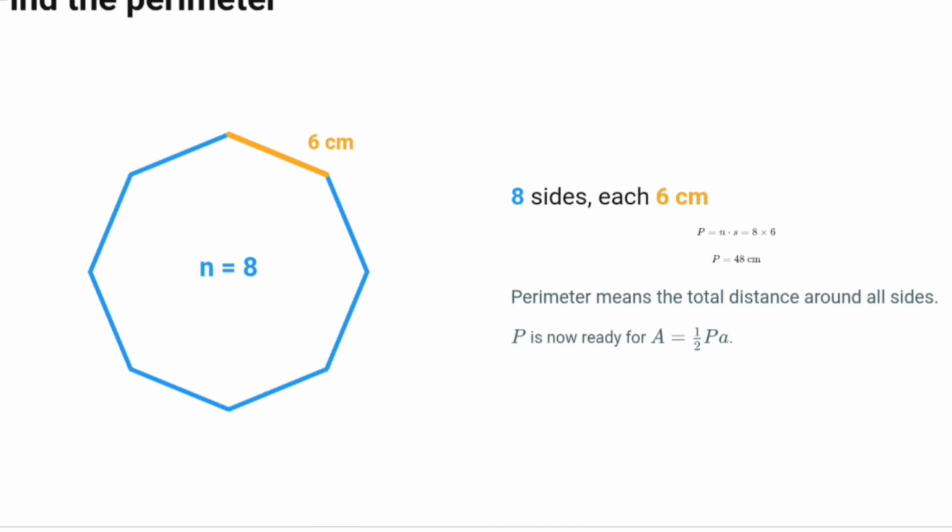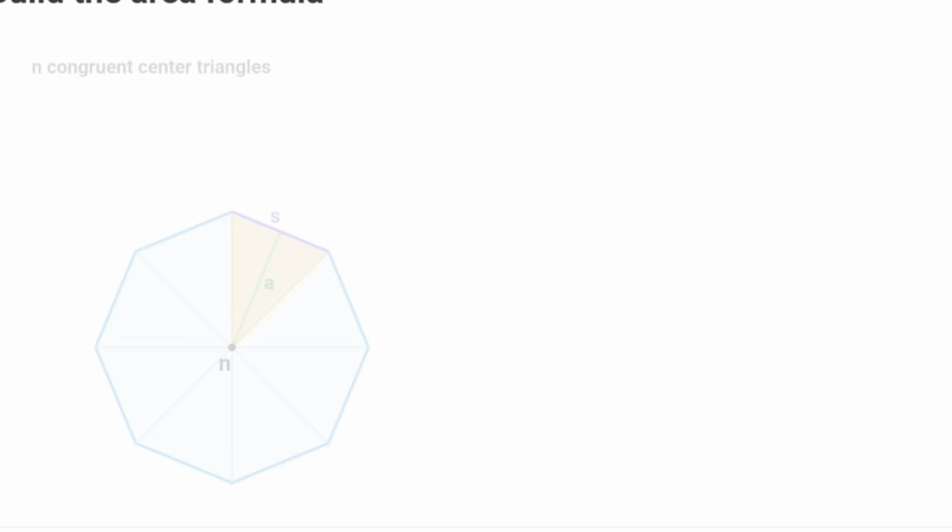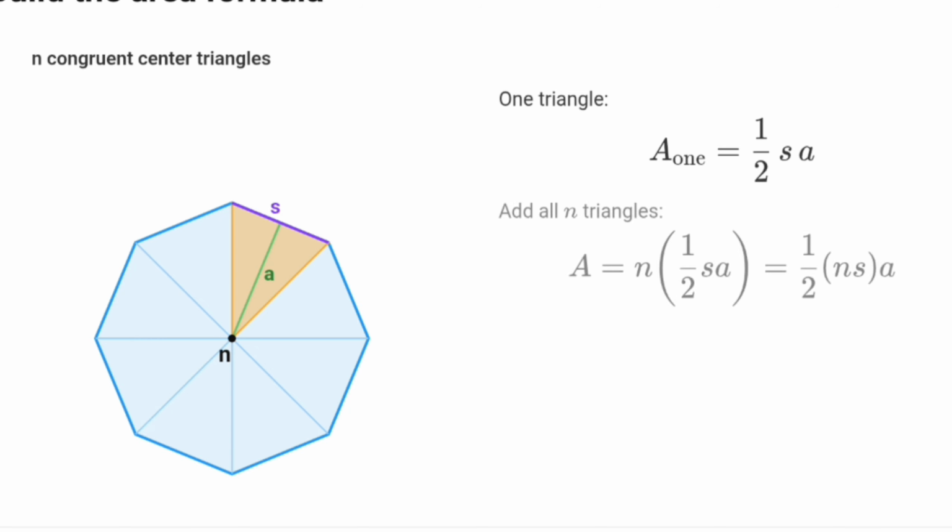With the apothem known, the area formula also needs the total distance around the polygon. 8 sides of 6 centimeters gives a perimeter of 48 centimeters. Since the regular polygon is made of n congruent triangles, each triangle has base side length and height apothem. Adding all the triangle areas gives 1/2 times the perimeter times the apothem.